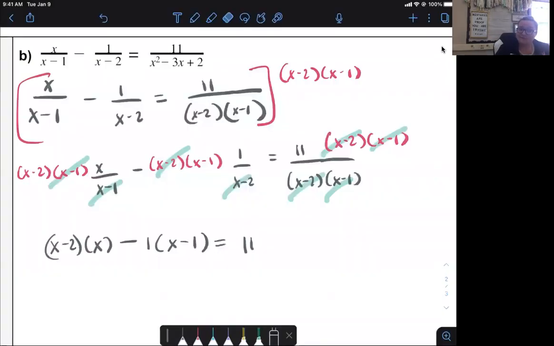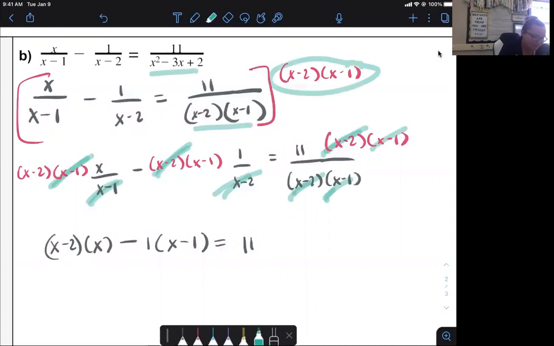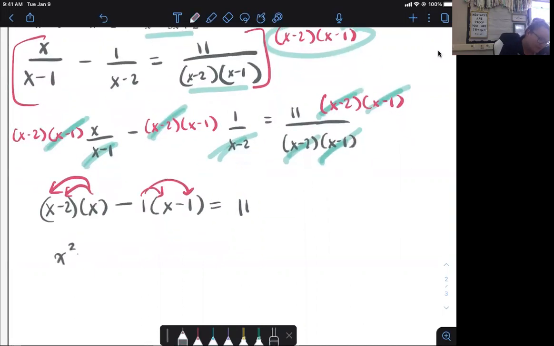Hopefully you got at least this far on your own. x squared minus 3x plus 2 factors to (x minus 2) times (x minus 1). I multiplied the whole thing by (x minus 2) times (x minus 1). You can see what ended up canceling. I ended up with x times (x minus 2) minus 1 times (x minus 1) equals 11. Then we need to distribute this x and this negative 1. We end up with x squared minus 2x minus x minus 1 equals 11.